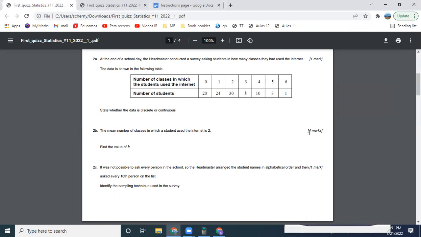And we don't have it. Check that the value of this exercise is 4 marks. So this is like a difficult exercise. Okay, so the mean, how should we calculate the mean number of classes? Remember, the mean number of classes.